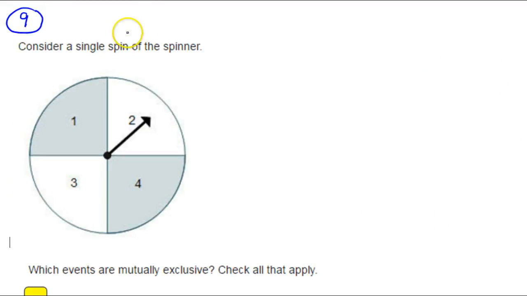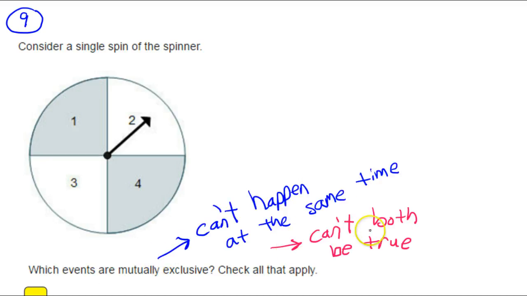Well, consider a single spin of the spinner. Which events are mutually exclusive? Check all that apply. So things that are mutually exclusive are things that can't happen at the same time. Alright, we're looking for things that can't both be true. You can't flip a coin and have it be heads and tails at the same time. Heads and tails are mutually exclusive.